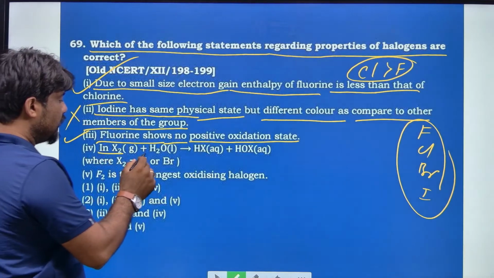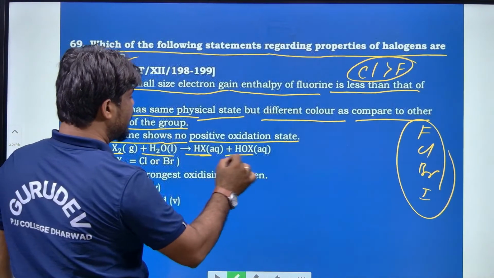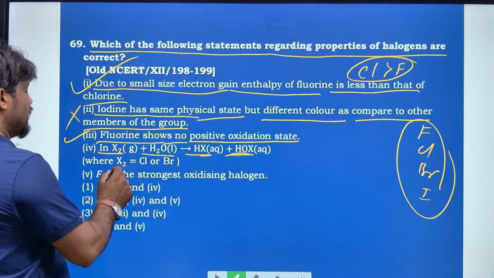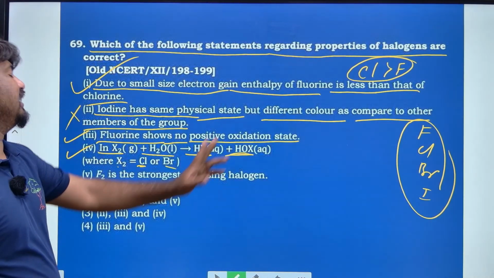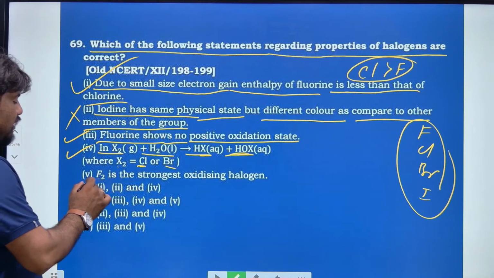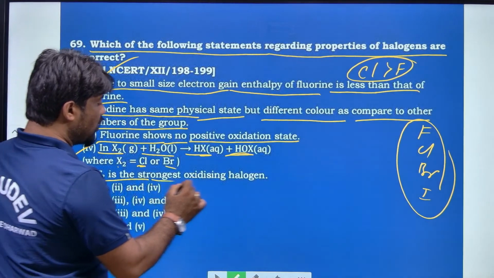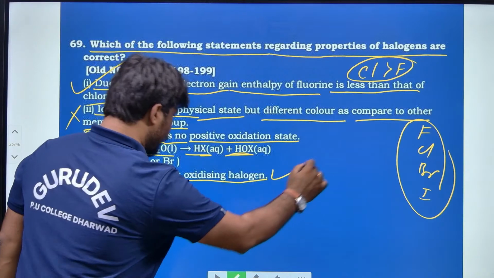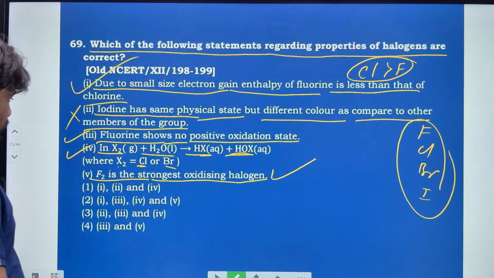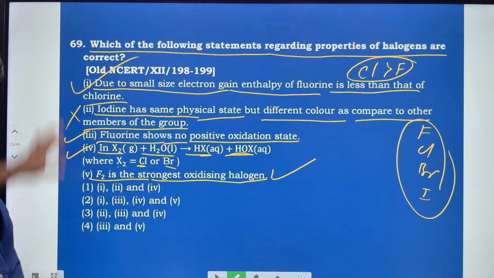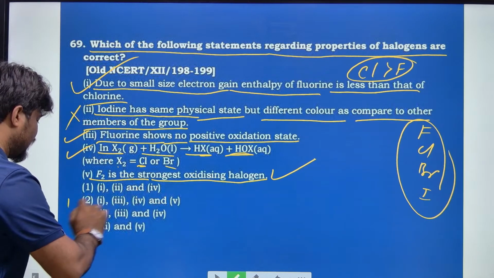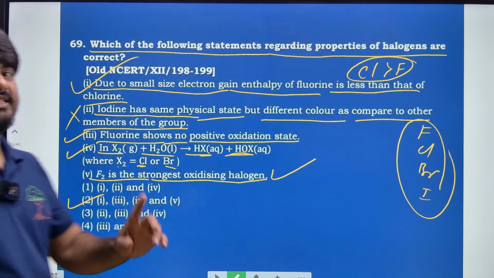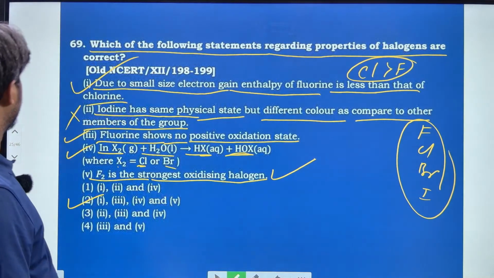X2 plus H2O gives HX and HOX. Here X2 can be chlorine or bromine. Yes, of course, it can also form HX and HOX. The last one: F2 is the strongest oxidizing halogen. Obviously, it is a strong oxidizing halogen. Hence, first, third, fourth, fifth are correct statements. Only second is an incorrect statement. Well, dear all, go to the next problem then.